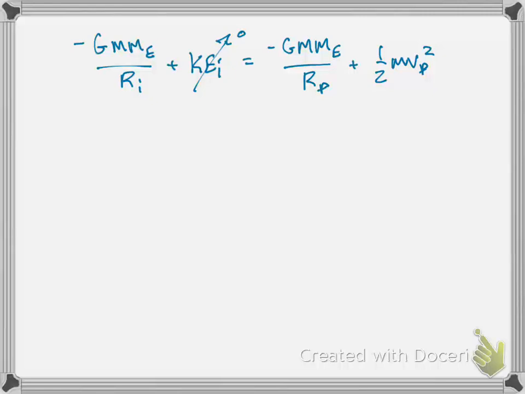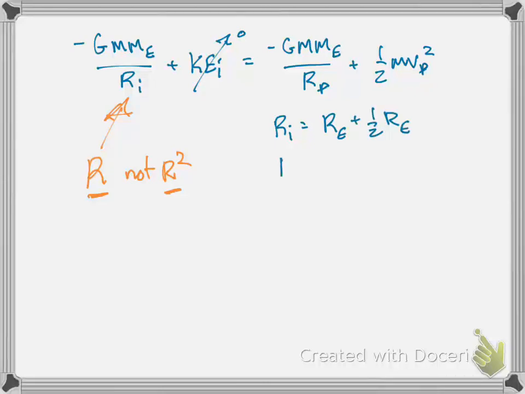One thing I want to point out, really important here, is that this is potential energy. So this is R, not R squared. It is so easy to forget whether you're talking about potential energy or force, but you just need to think about the context. This is potential energy, and so this is GMm over R, not GMm over R squared. So this is just an energy conservation problem. Ri, Rf are given to you, right? Ri was Re plus 1/2 Re. Our final, it ends up at the surface of the Earth, so Re.